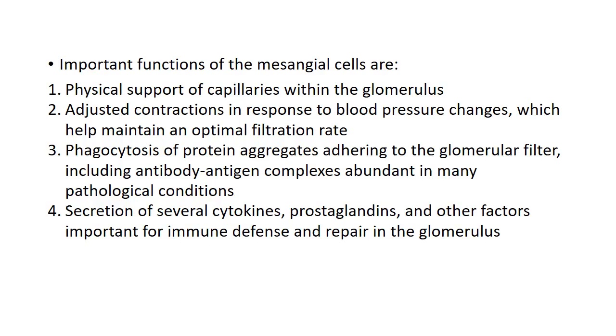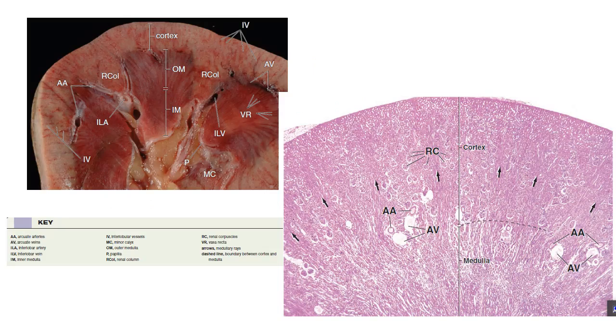The main function of mesangial cells and mesangium is to give physical support to capillaries within the glomerulus. They also help to maintain the optimal filtration rate, and they have a phagocytic function, especially of protein aggregates and antigen-antibody complexes that can be seen in many pathological conditions within the mesangium, and they secrete several cytokines and prostaglandins and other factors important for immune defense and the repair of the glomerulus.